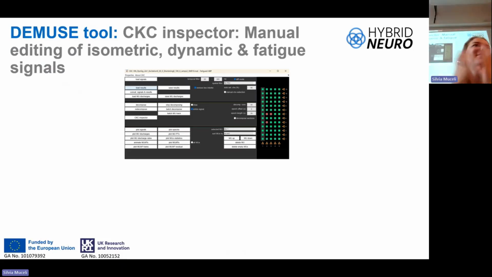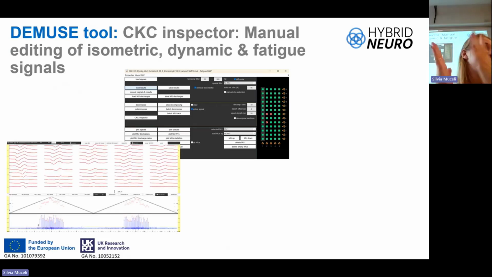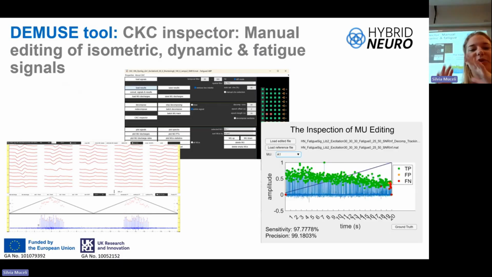So, to sum up a little bit and maybe to prepare you for the hands-on training, everything that you just saw is possible to do with the DEMUSE tool. And you will get to know it today along with the CTC inspector and with the application with which you can inspect the accuracy of your own editing.